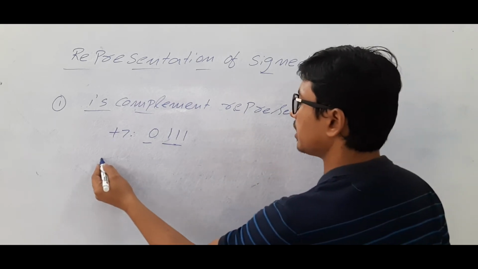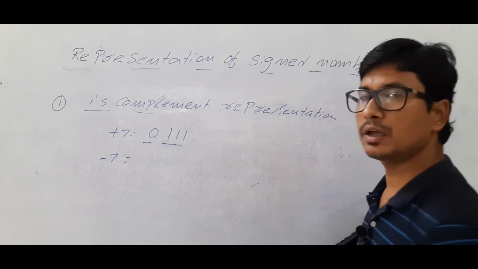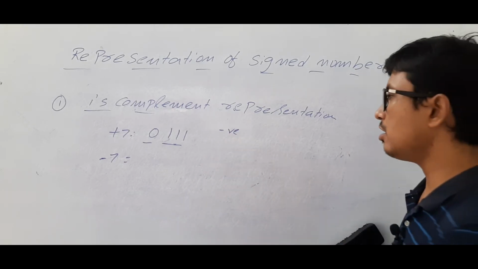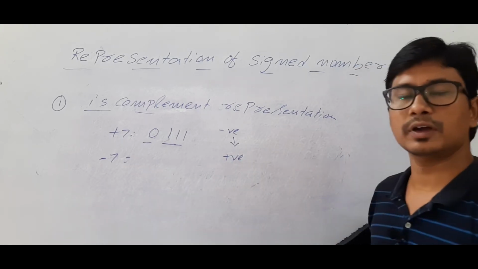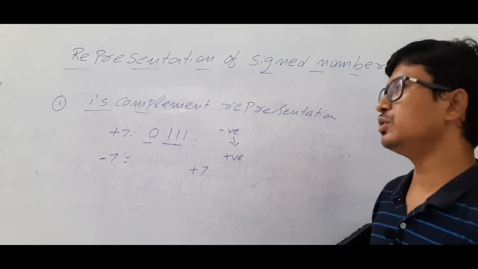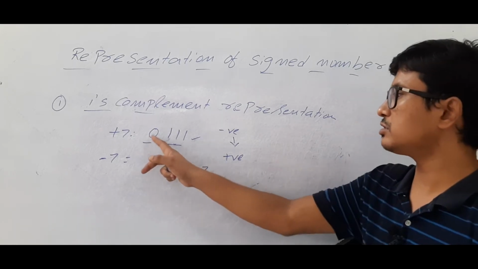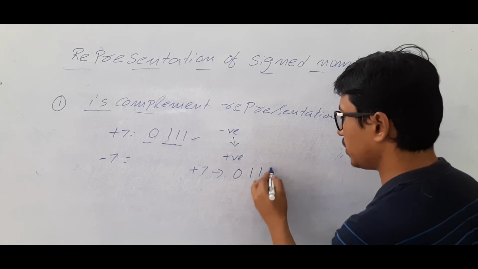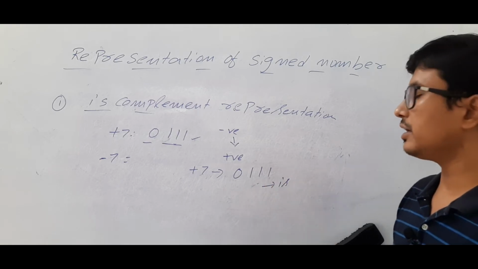Now the same one, minus 7, if I want to represent using the ones complement. Remember one thing, whenever you want to represent any negative number using the ones complement, first represent that number as a positive one. Meaning that if you want to represent minus 7 using the ones complement, first represent plus 7 using the ones complement. As you know, plus 7 will be represented as 0 1 1 1, where 0 is the sign bit. Now take that one, 0 1 1 1. Calculate the ones complement of it.